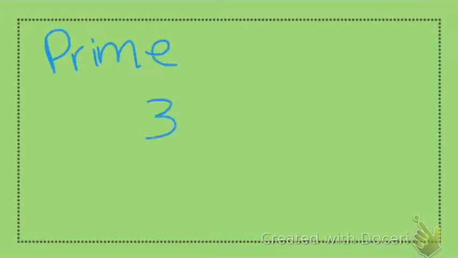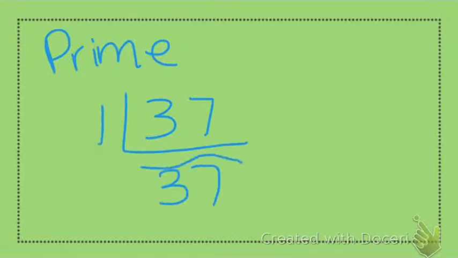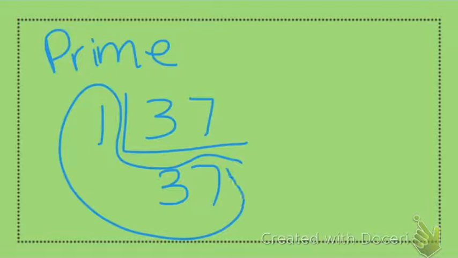When I gave you 36, we could find bunches of factors. We had 1, 2, 3, 4, and a bunch more. But if I gave you 37, it's prime, because only 1 and itself can go into it. So I would only be able to do 1 and 37, and that's all I would be able to find the factors of. And I'd be done, right? So that's prime.